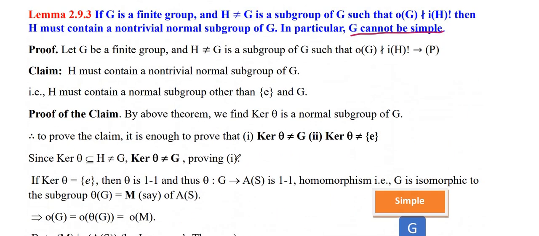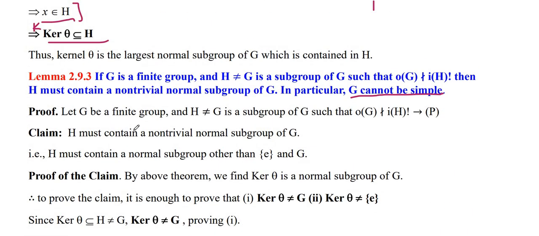So we have to prove that if we are given certain conditions. What are they? If G is a finite group and H is different from G as a subgroup, that is H is a proper subgroup of G, such that order of G does not divide IH factorial. Now I of H is nothing but the index of H in G. Index of H in G is the number of distinct right cosets of H in G.